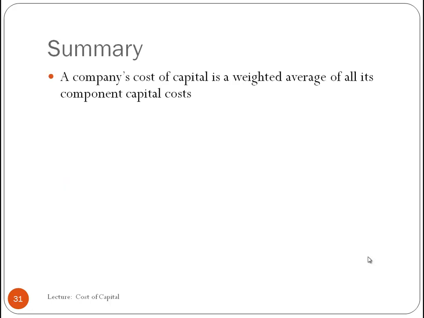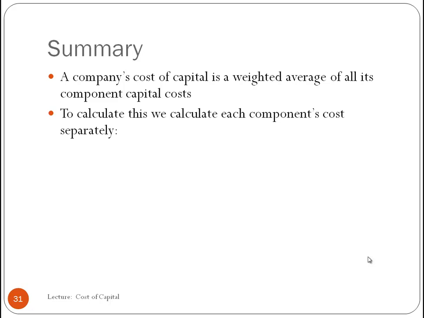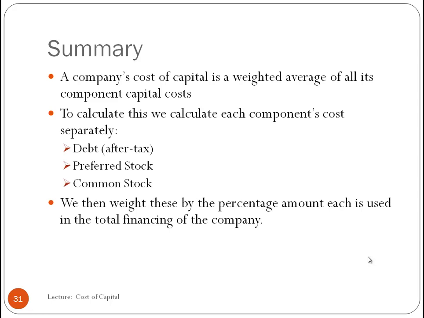In summary, a company's cost of capital is a weighted average of all of its component capital costs. To calculate this, we calculate each component's cost separately: the debt, which is after tax, the preferred stock, and the common stock. And we have a few different methods for each of those. Then we weight these by the percentage amount of each that is used in the total financing of the company. And that's the WACC formula, which is this. So I won't read it. I've already read it. You can see it here. And that is the cost of capital lecture.